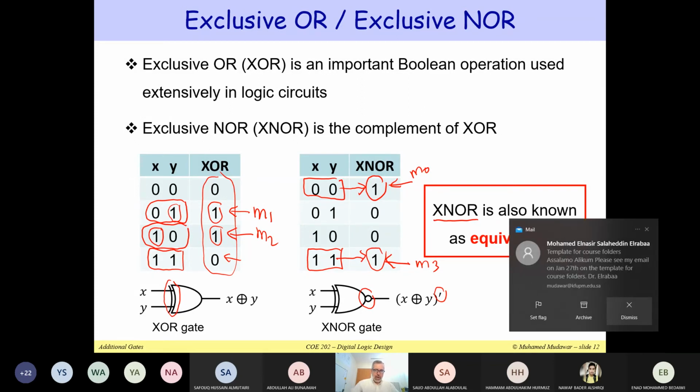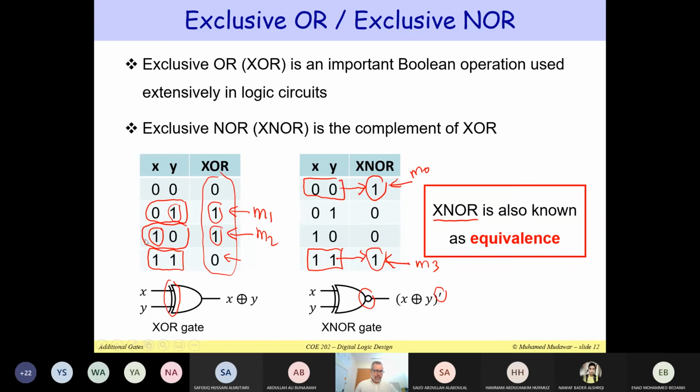Here, when you have 2 ones, we got 0. So for this reason, you can see that when you have 2 ones, you got 0. When you have a single one, you get 1. So XOR is an odd function. But this XOR is for 2 inputs.